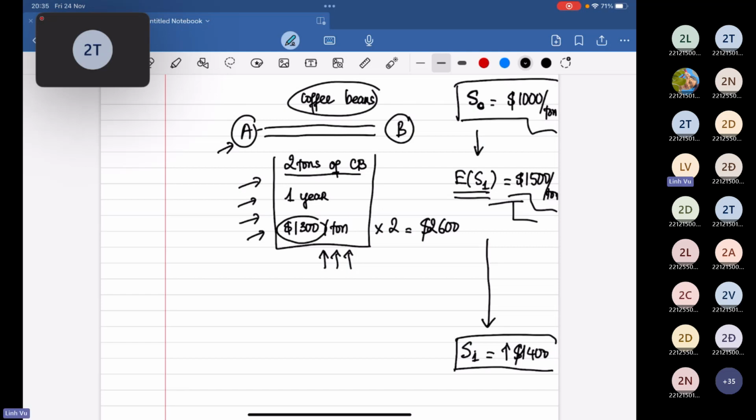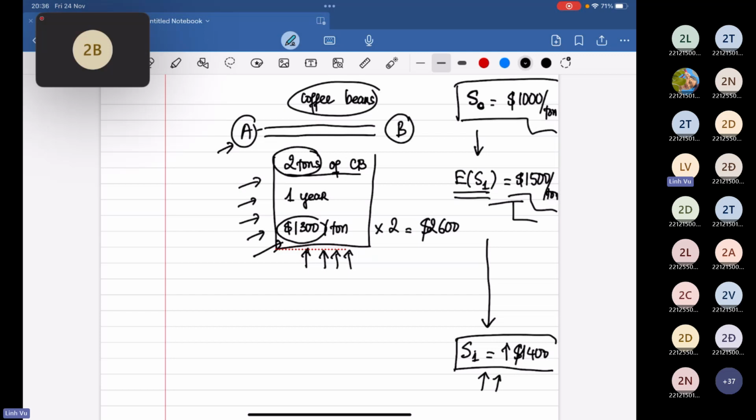But because of this contract, party B would have to deliver 2 tons of coffee bean to company A and only receive $1,300 per ton for this coffee bean, although in the market, coffee beans are traded at the price of $1,400. Because these two parties already signed the contract, party B has to sell the coffee bean to party A at the price of $1,300.